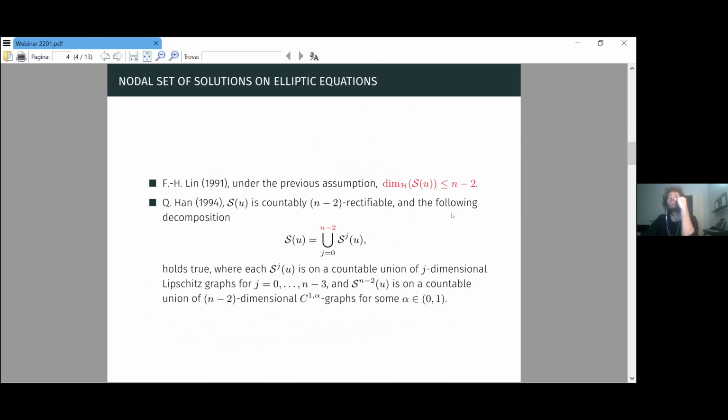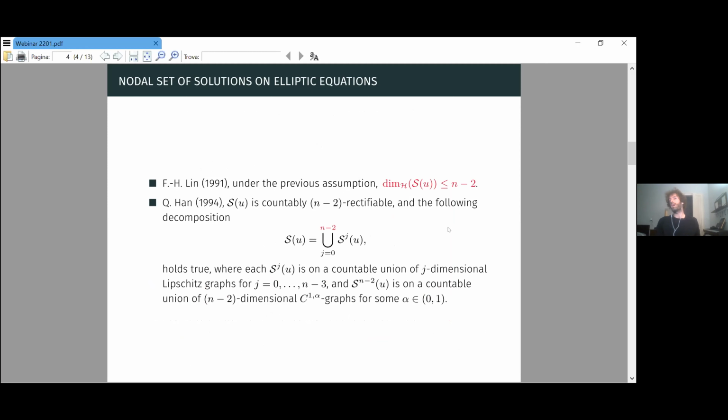So the singular set, Lin proved, for a more general class of equations, that the singular set is small in the sense that the Hausdorff dimension is less than or equal to n minus two. So the regular part is an n minus one dimensional set and the singular set has dimension less than or equal to n minus two.